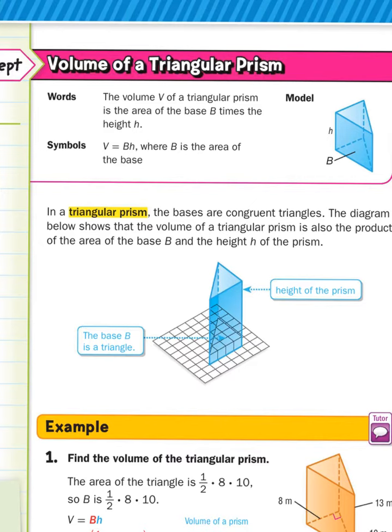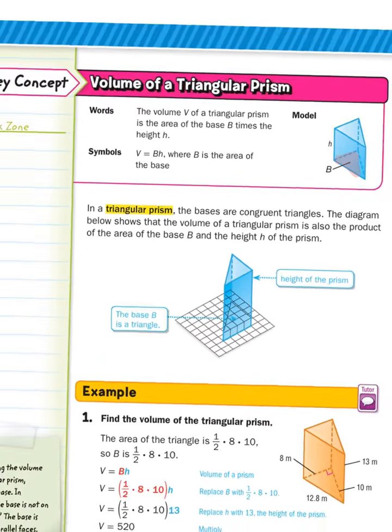So I'll show you just off to the side here. To find big B, you're going to have to find the area of one of these triangular bases. And think of that, how to find the area of a triangle, half times base times height. And then you're going to have to multiply that by the height of the prism. So we'll show you here how to do it. It won't be too bad.